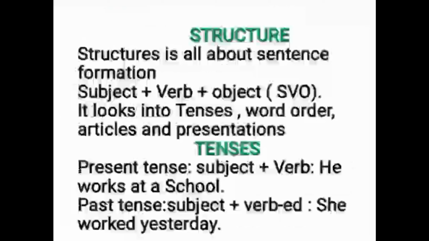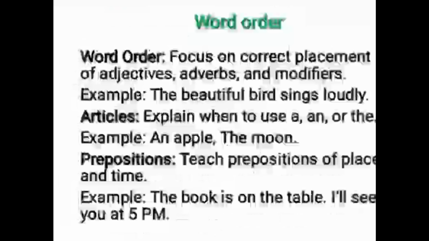So here we have present tense, subject plus verb. He works at a school. Here we have a subject as he and a verb as works. So we put s on work because we are talking about one subject, which is he. Then past tense, we have subject plus verb, to which we added ed. She worked yesterday. Our subject is still one person, which is she, and our past tense here is worked. Instead of work, we added ed to get our past tense.